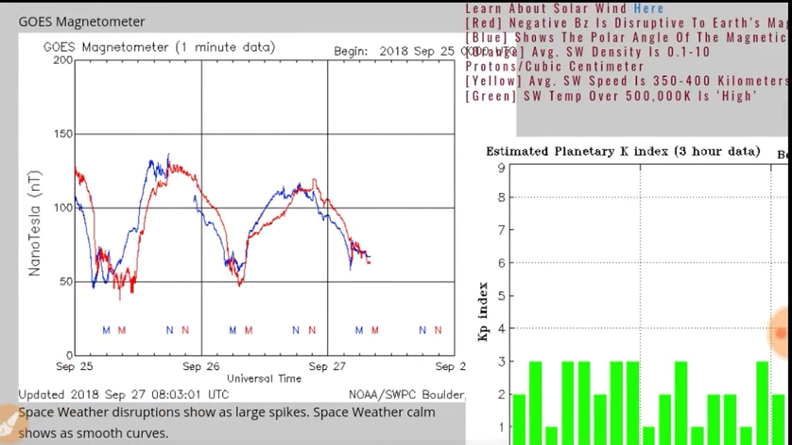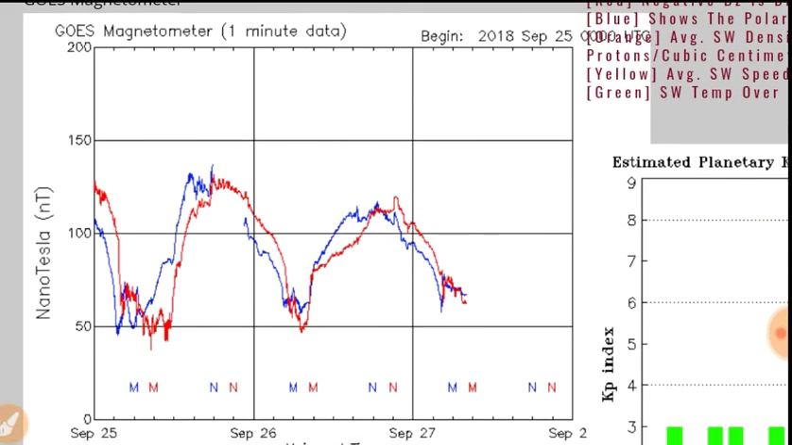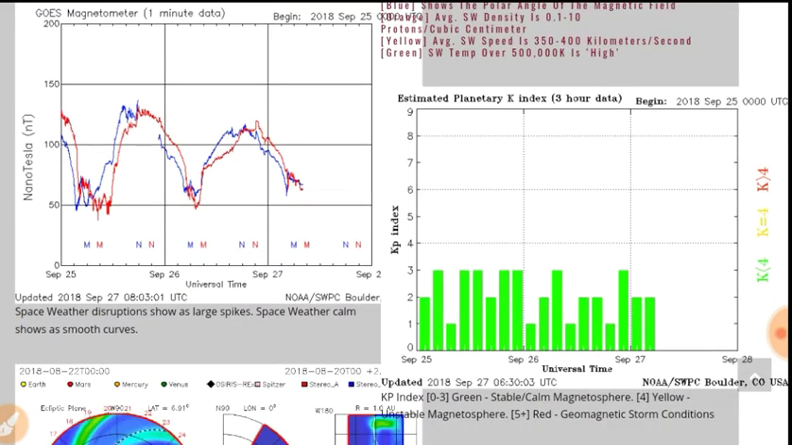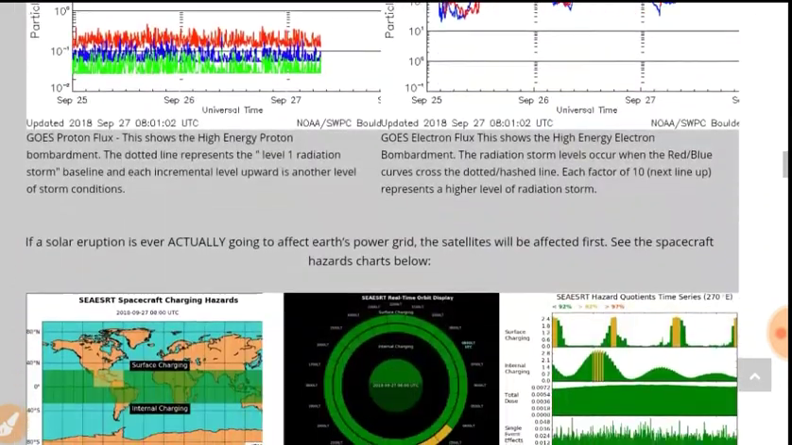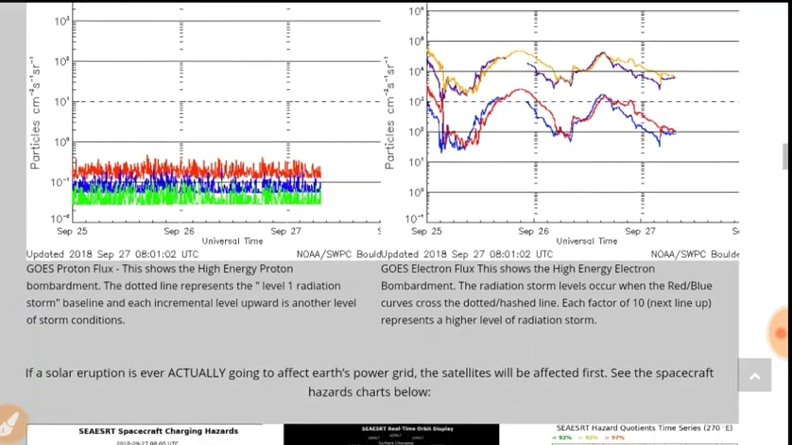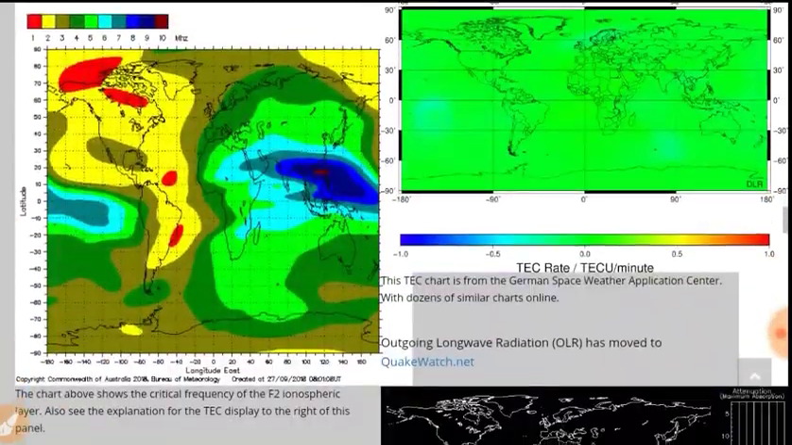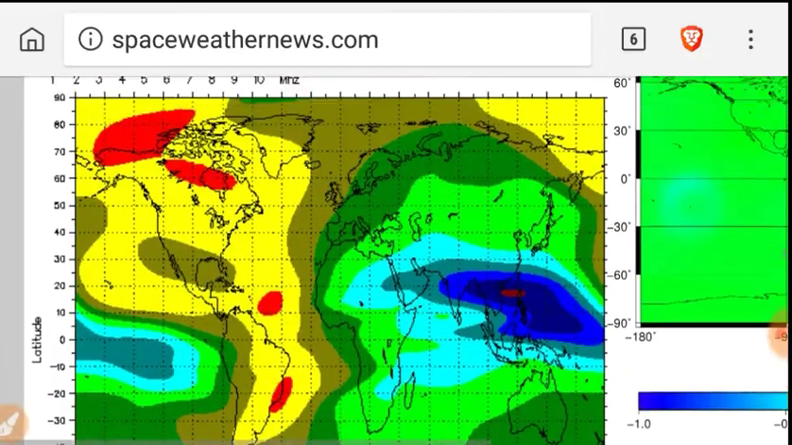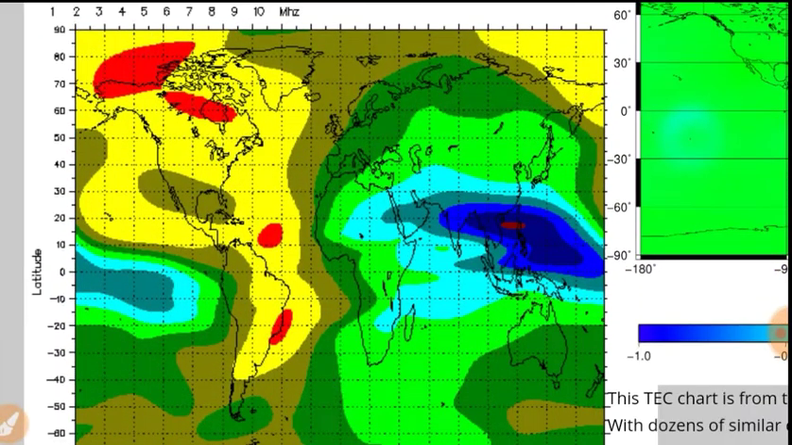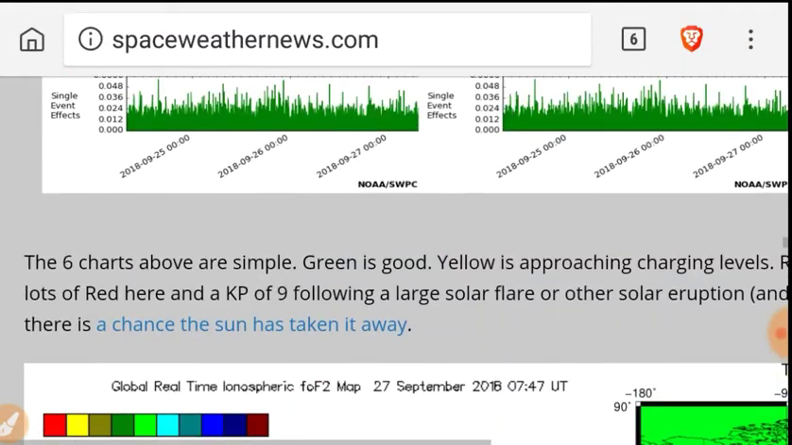Now, we saw that crazy anomalous data from the SDO image. No kind of anomalies on the GOES magnetometer. And the KP index is at 2. Electron flux is looking pretty anomalous. It's kind of all over the place. And there's your F2 ionosphere layer. It's a little on the charged side. With a KP of 2, I mean, it's probably going to come down. This is probably going to discharge throughout the day.